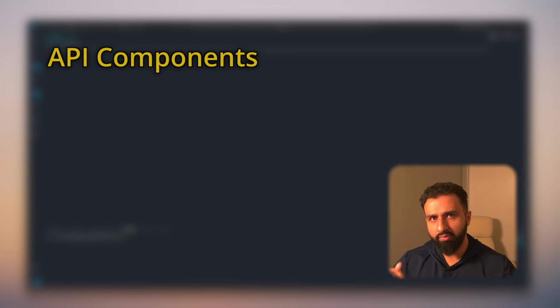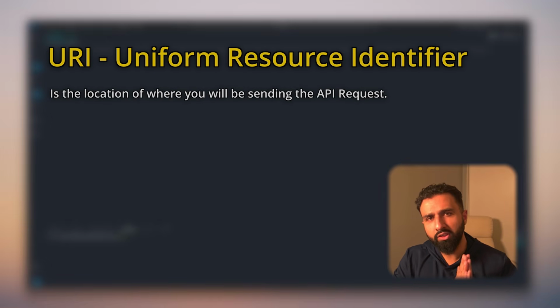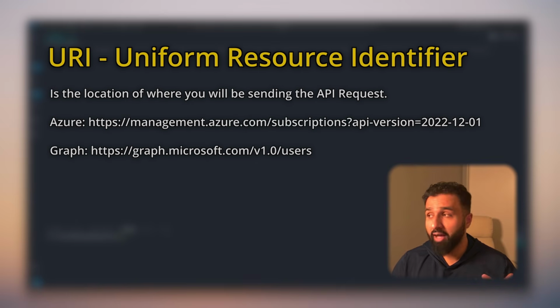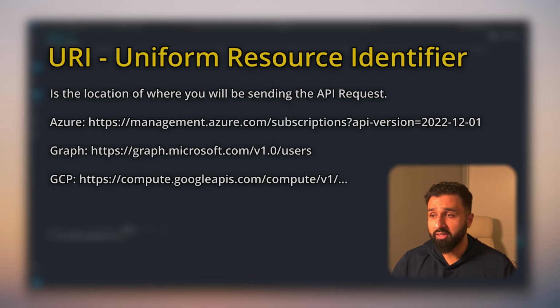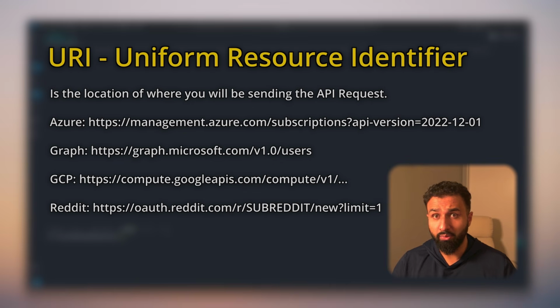APIs are broken into a few components: the method, the URI, the header, and optionally the body. The URI is the address to talk to a particular API out there. For example, Microsoft services like Azure have one, Graph has another, Google services have their own, Reddit has its own, and on and on and on. They look like URLs that you type in the browser. They usually contain the following.